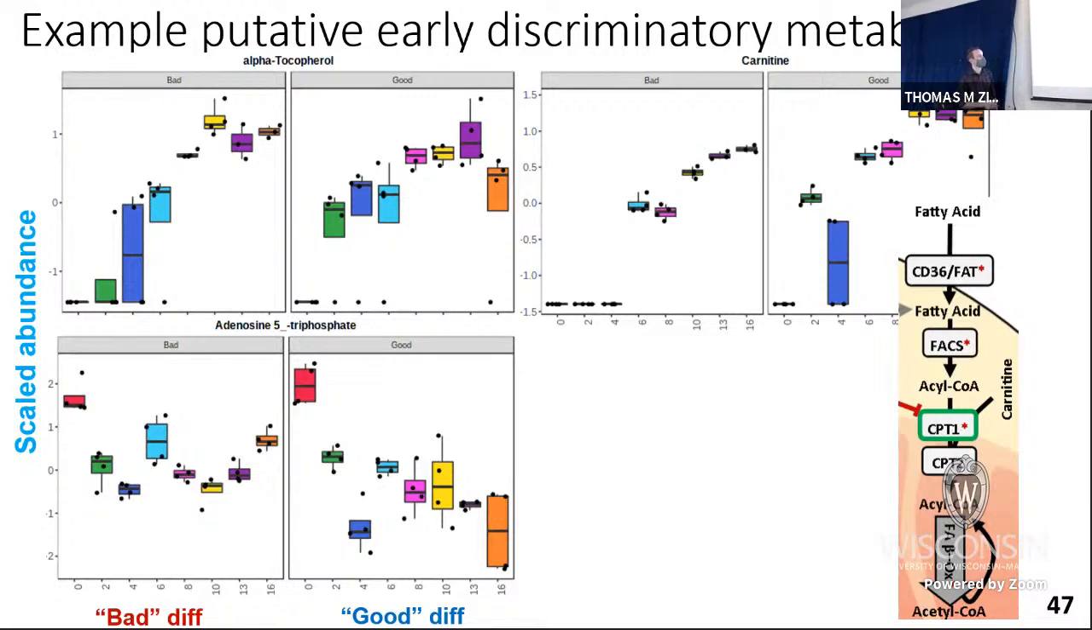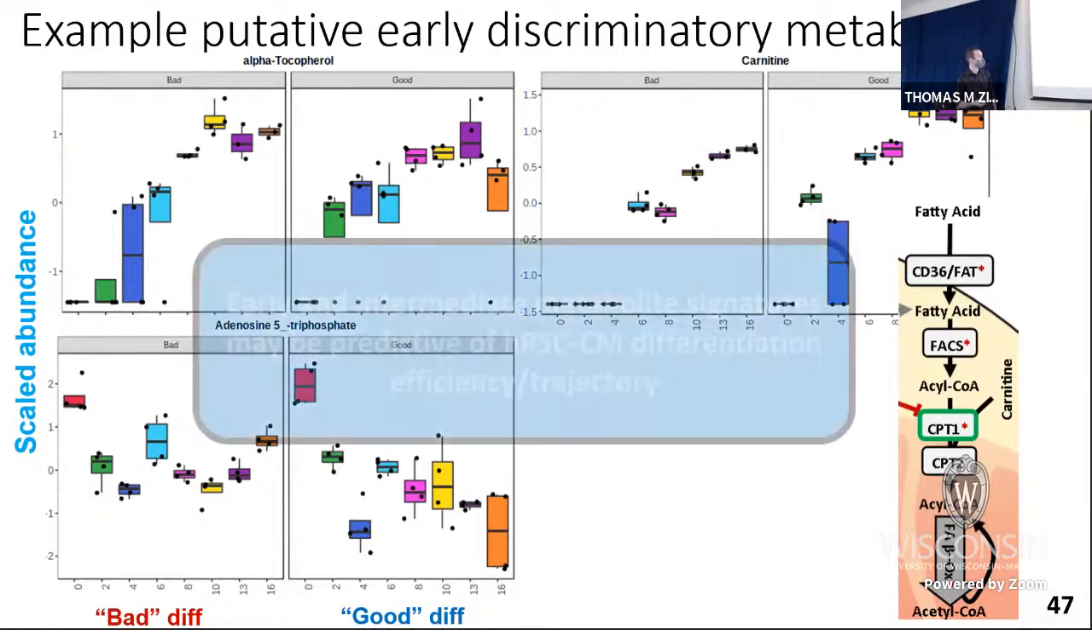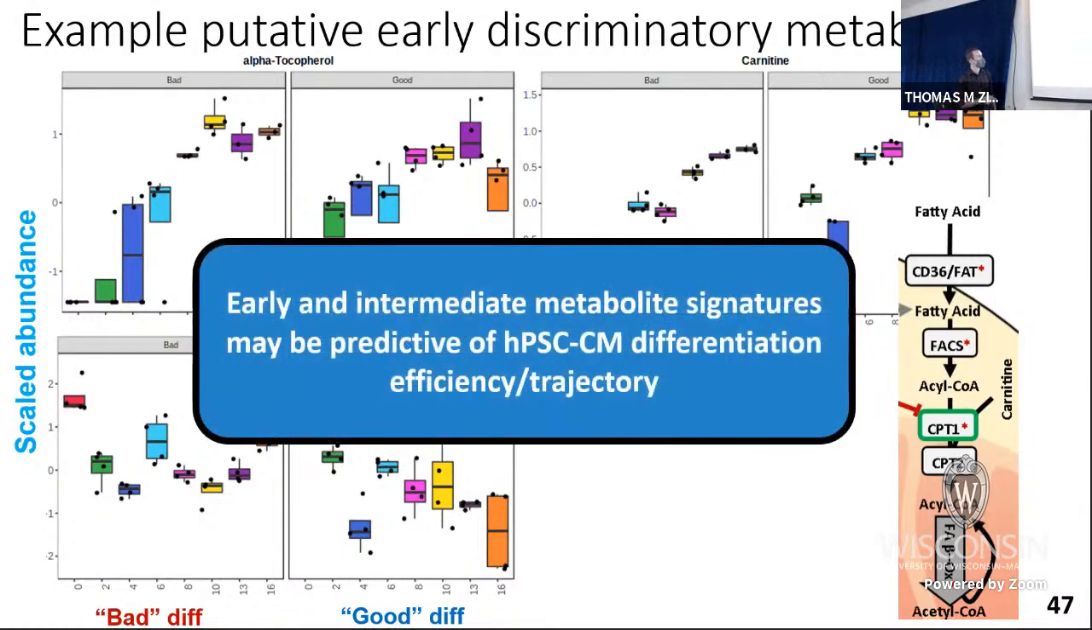metabolites in getting these fatty acids into the mitochondria to be able to utilize them is carnitine. And indeed, we do see an increased intracellular content of carnitine in the good versus the bad differentiation. So although we didn't necessarily predict this beforehand, it does make sense to us, and the data is telling us that it makes sense. And overall, we're seeing some early and intermediate metabolite signatures that could also be predictive of this overall trajectory.